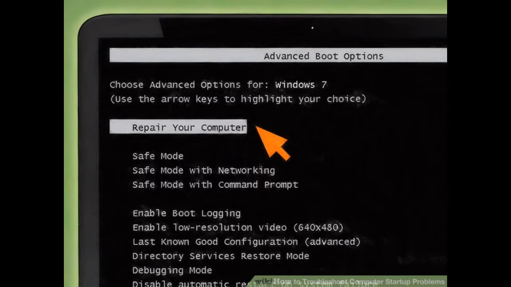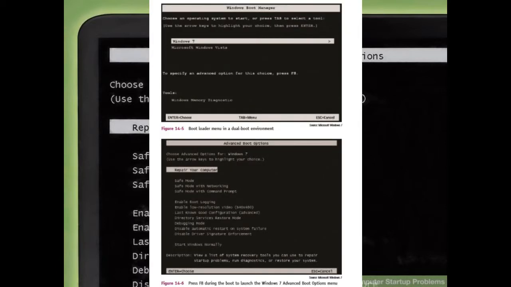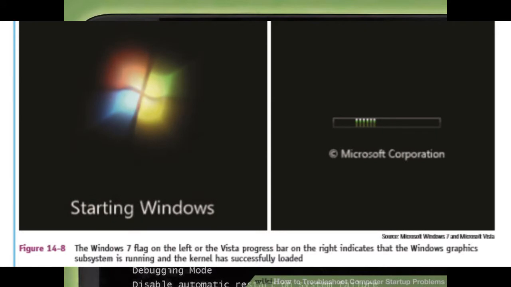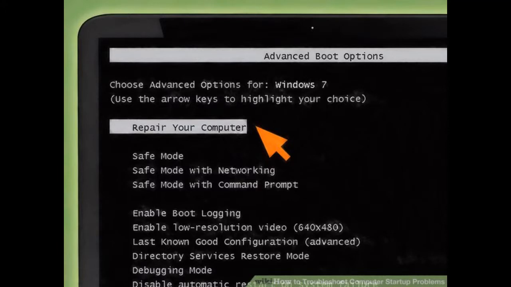The BIOS turns to the specified device and turns control over to it. Next, let's see what happens if the device is the hard drive. Steps to start Windows 7/Vista. Table 14.1 lists the components and files necessary to start Windows 7/Vista.